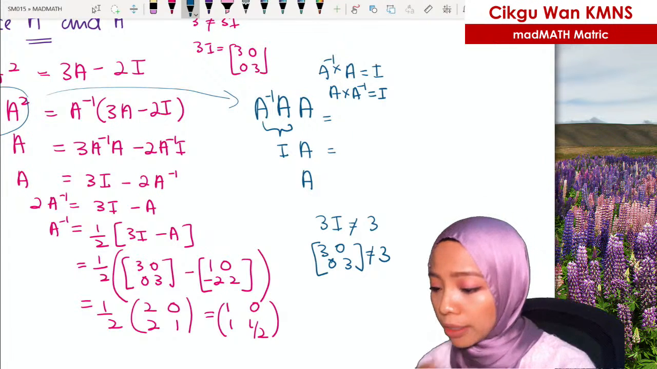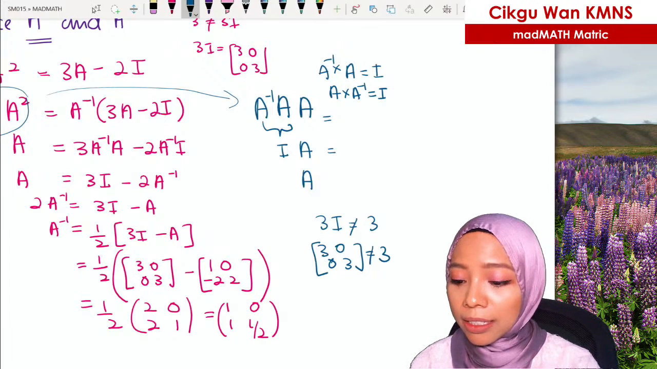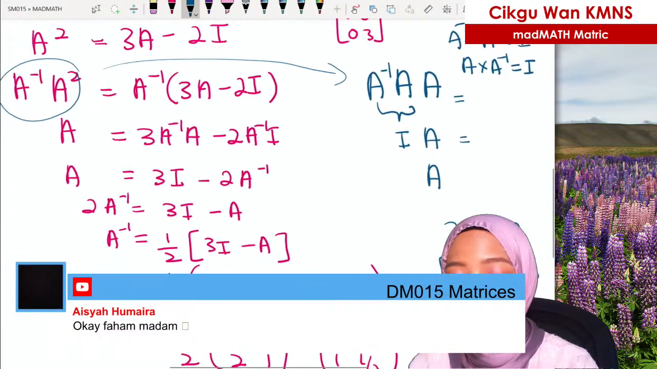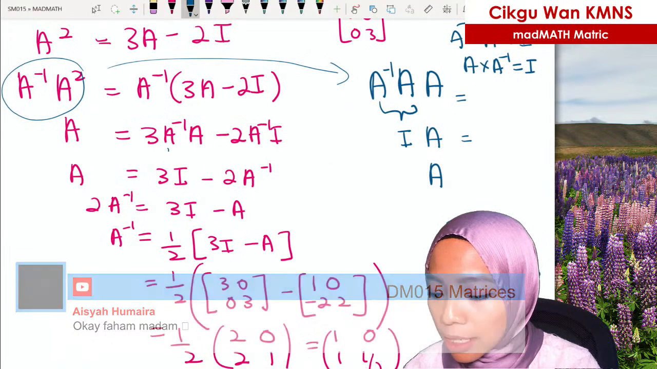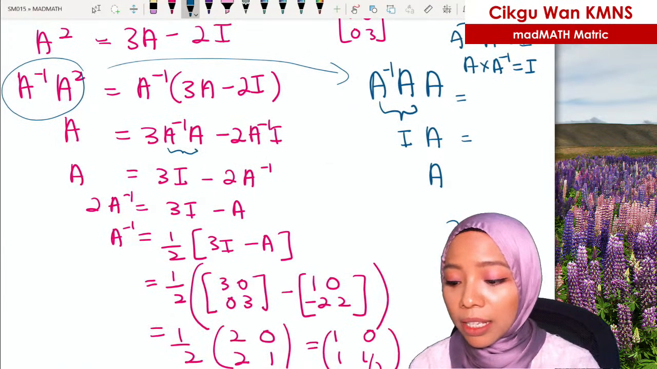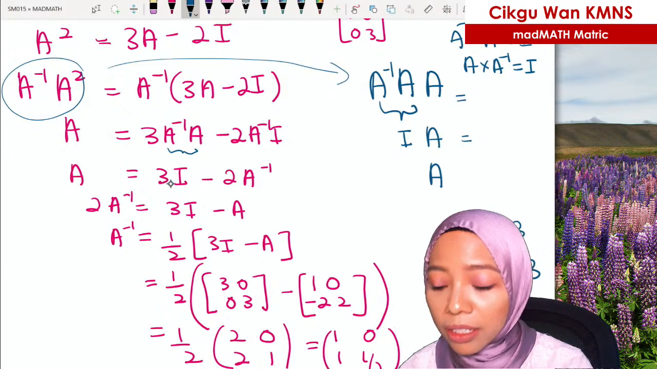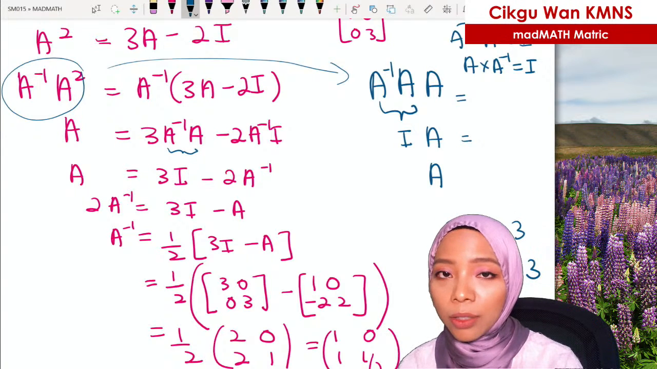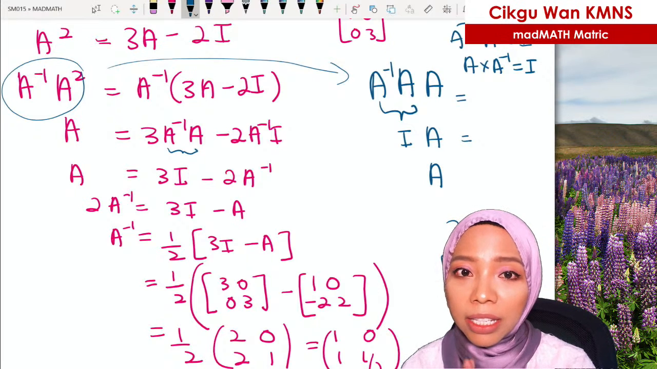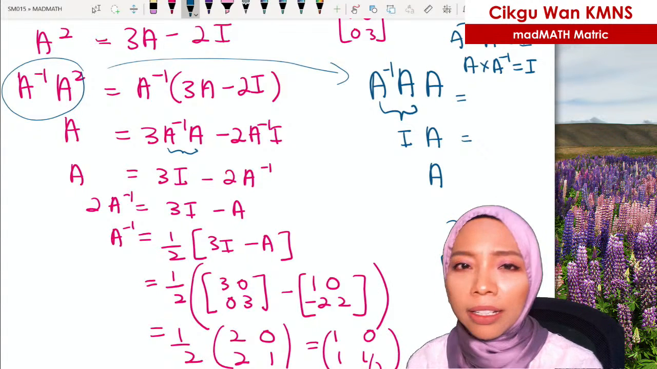Okey, bagus Aisyah. Okey, ada lagi yang tak faham? Boleh? Sama juga macam ni Aisyah. A inverse times A, we get identity. But because identity is pairing with the constant, kita kena tulis 3i juga. Sebab I dah cakap tadi, 3i tak sama dengan I.